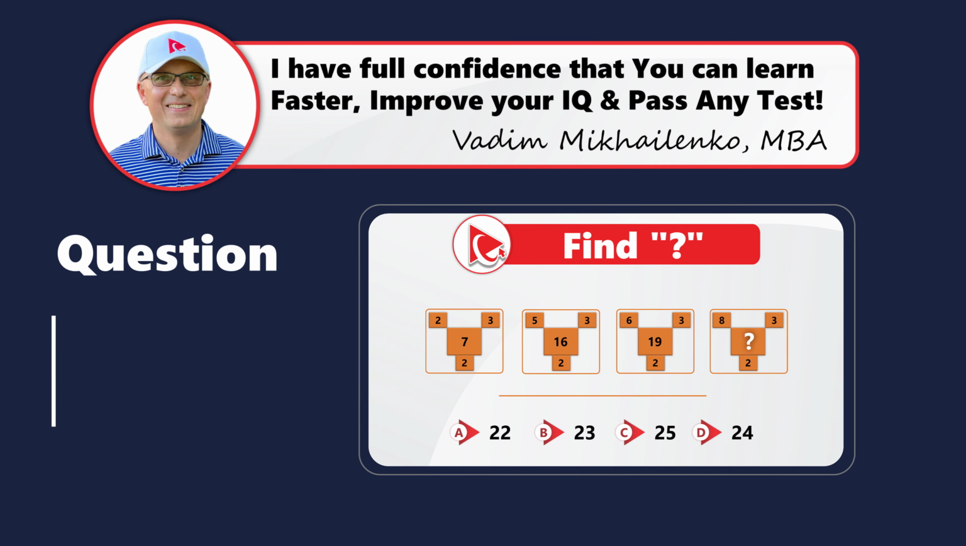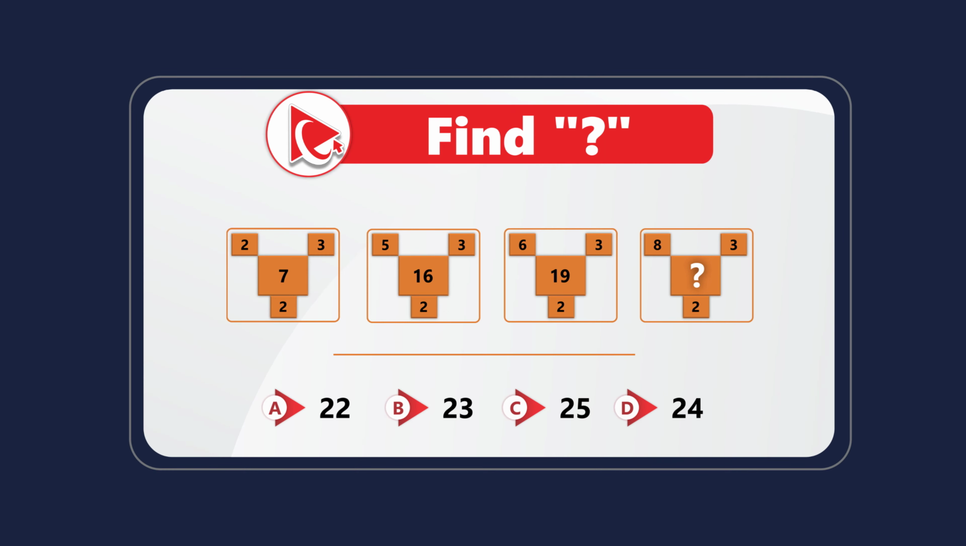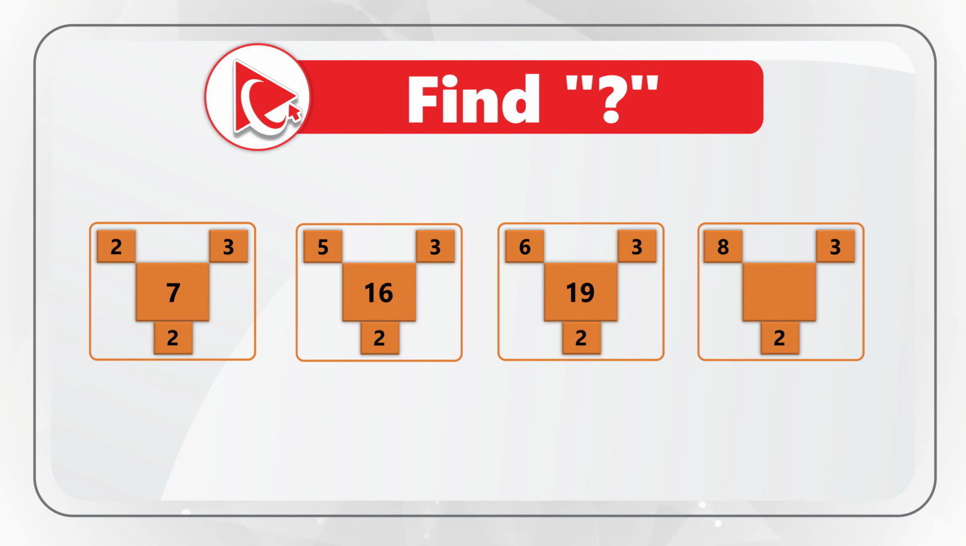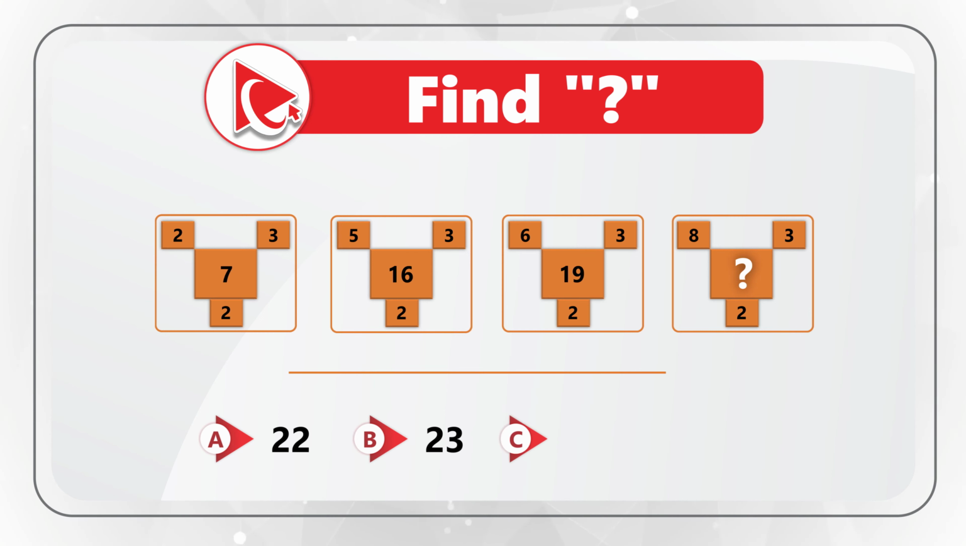Here's the question of intermediate complexity we frequently see on the test. You're presented with 4 shapes, and one shape has a missing number in the middle. You need to calculate the pattern and calculate the missing number, selecting it by one of 4 possible choices. Choice A, 22. Choice B, 23. Choice C, 25. And then last but not least, choice D, 24.